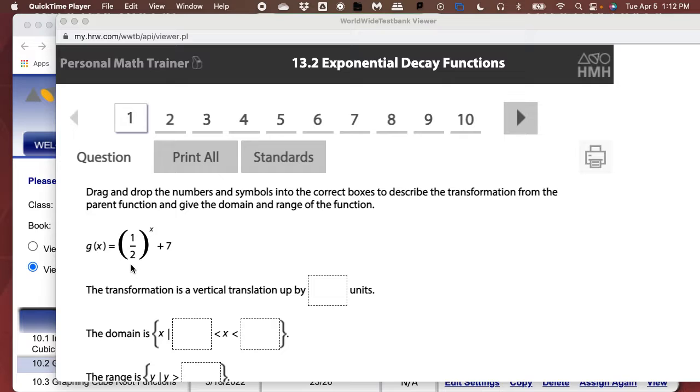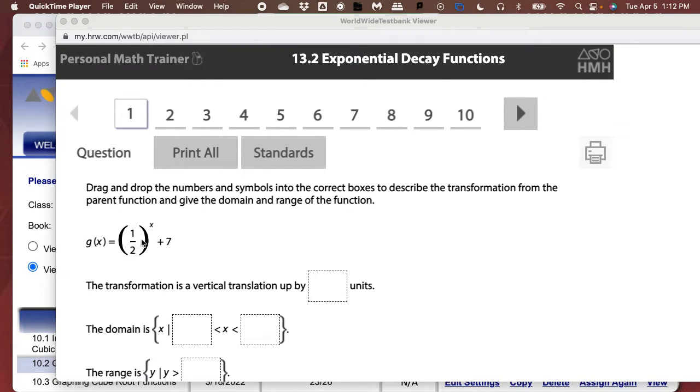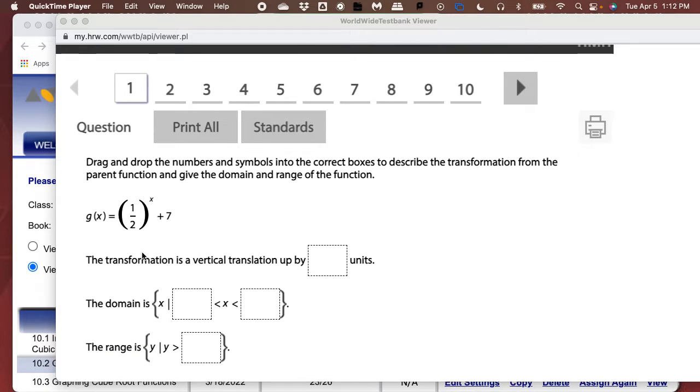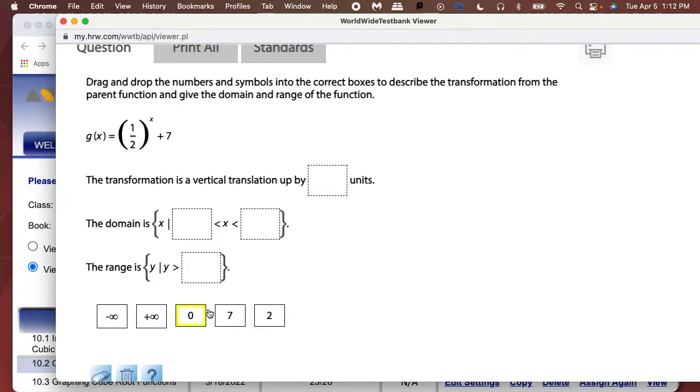Okay, got it recording. This picture starts out at (1/2)^x. The only thing that changed is it went up because k is 7. We drag and drop. There we go. Okay.